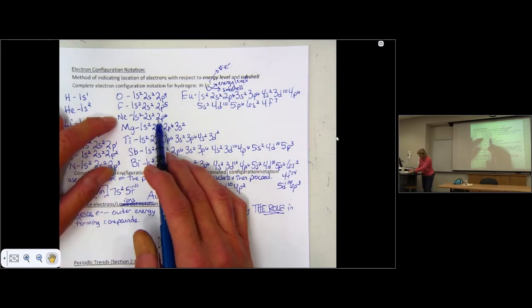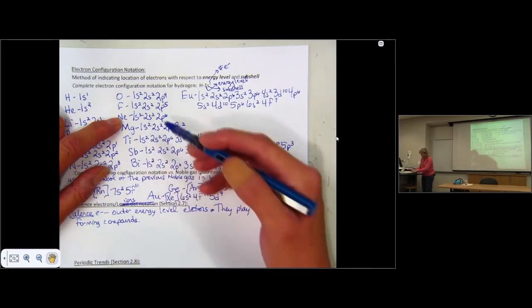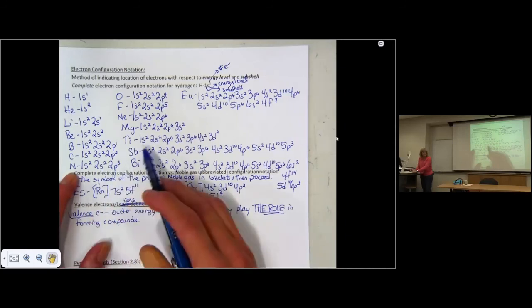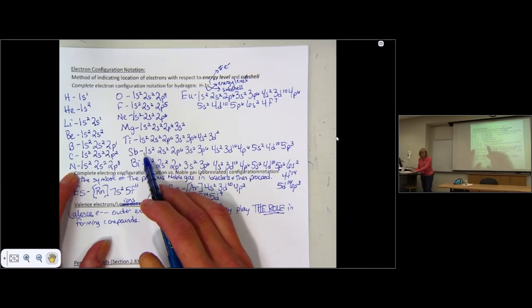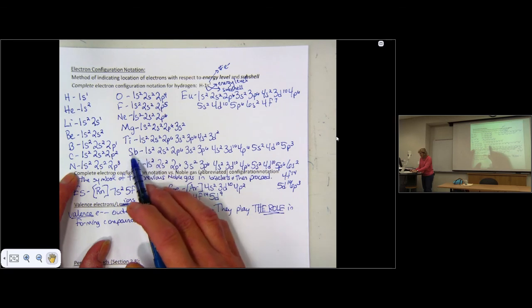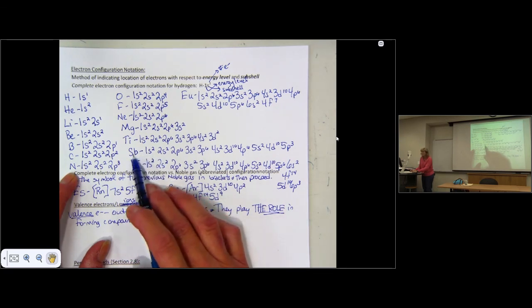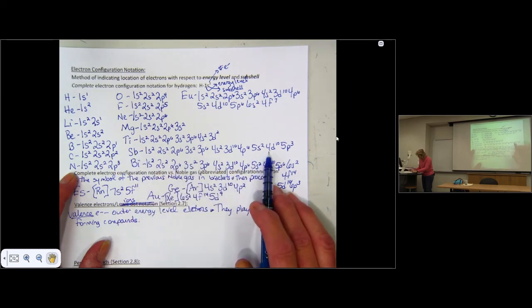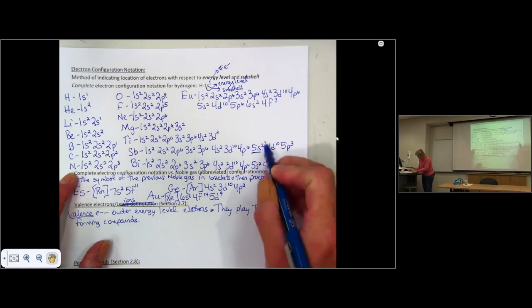Now, remember earlier we talked about nitrogen and antimony being in the same column? Now answer my question, what is the outer energy level of antimony? 5. Everybody with me? 5 is the outer energy level. How many electrons are in the outer energy level for antimony? 5. Because look, there are 2 in S and there are 3 in P.